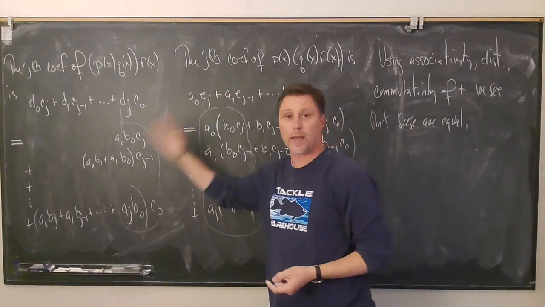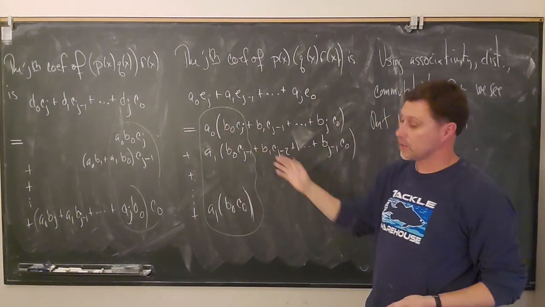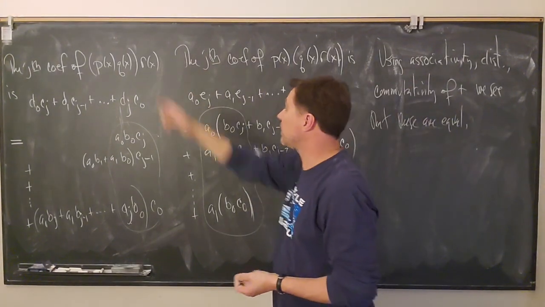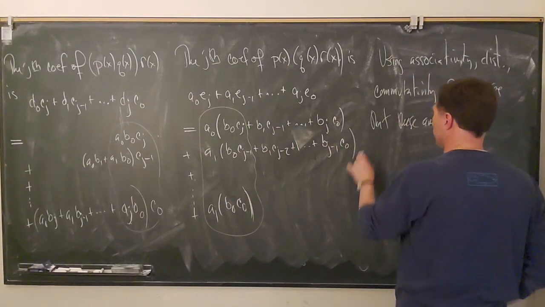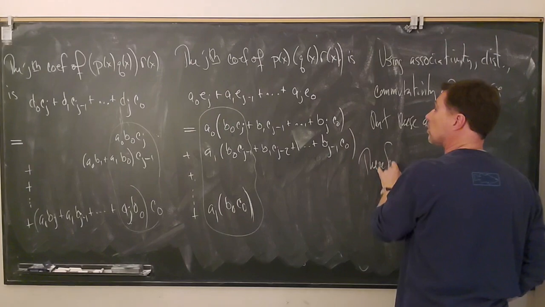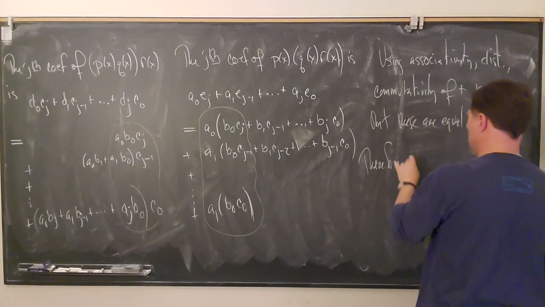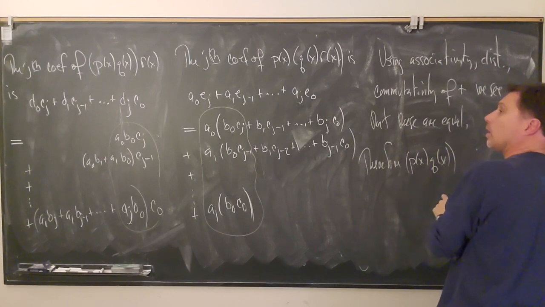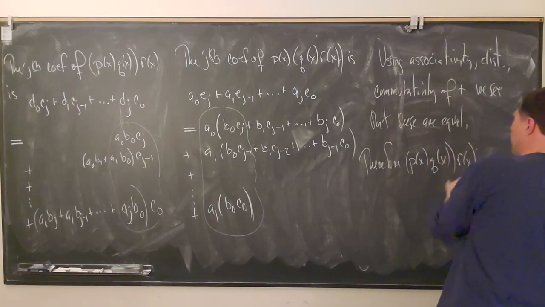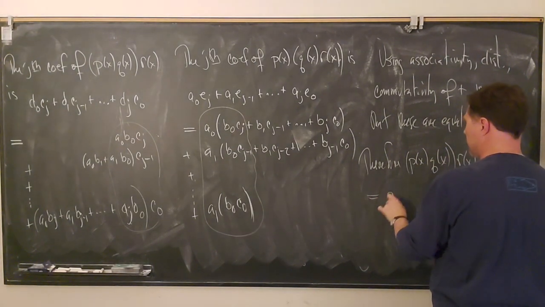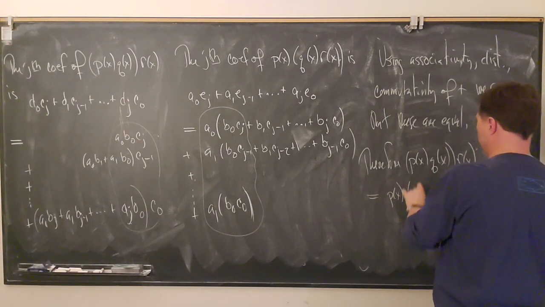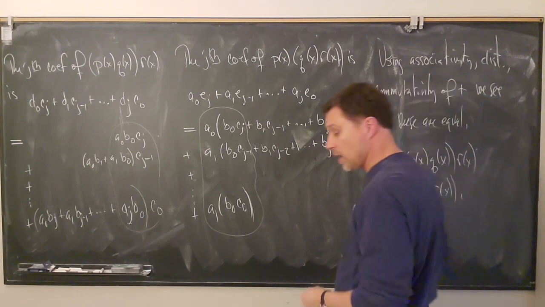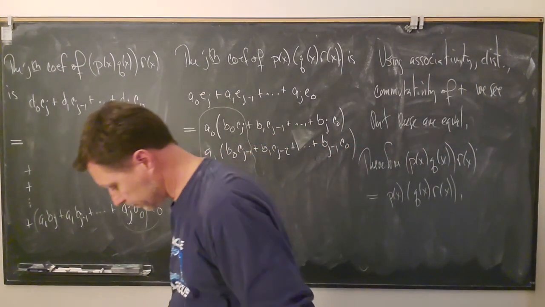I mean, it's just sort of grind it out, and you can check that the left side is equal to the right side. And so the coefficients match all the way down, which tells us that these two polynomials are equal. So therefore, (P(x)Q(x))R(x) is equal to P(x)(Q(x)R(x)). All right, the coefficients match exactly, and so we have equal polynomials.